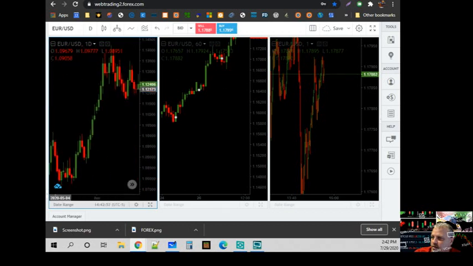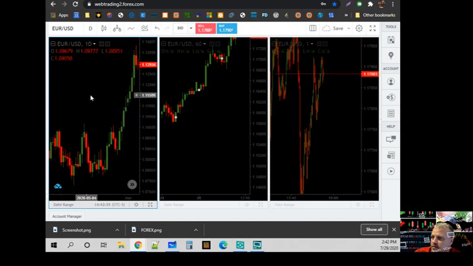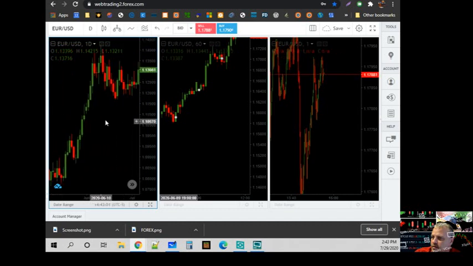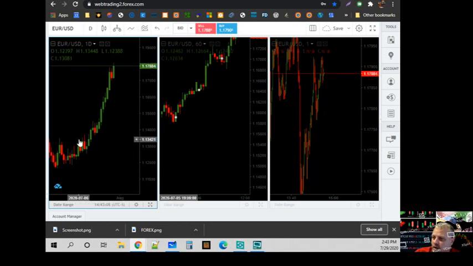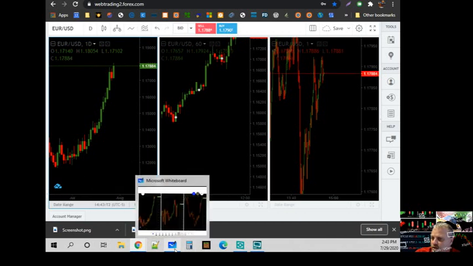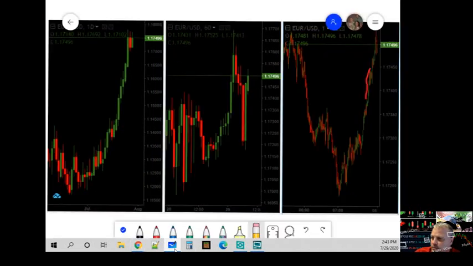If I can, there you go. As far as the pattern, it's usually an engulfing candle if it's on a downtrend or uptrend, whichever way you want to look at it. Then you've got a big different pattern.